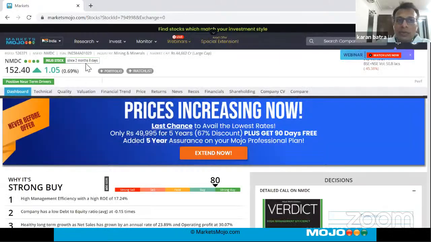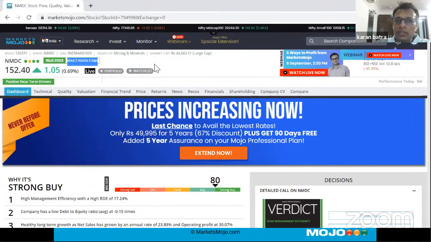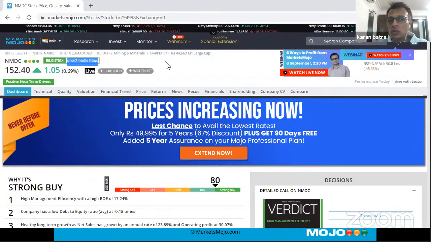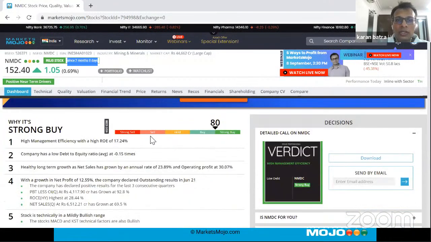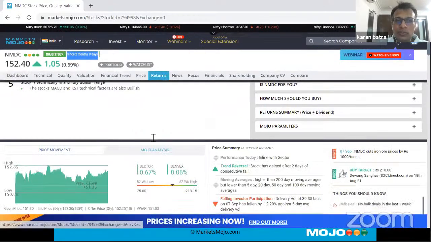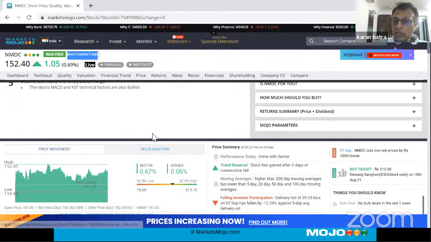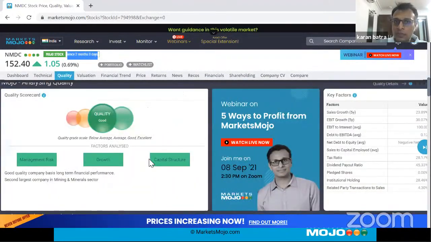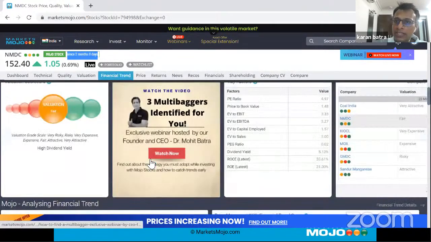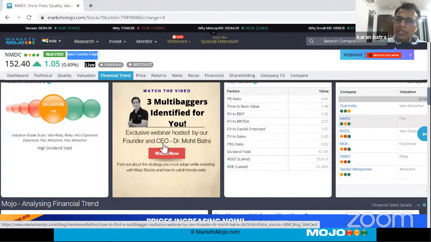So NMDC is one of the highest rated stocks. It's a Mojo stock. It has been a Mojo stock for 2 months. Why it's a Mojo stock? The quality of the company is good. It's a green quality company. All factors are positive here. Valuation is fair. So looking at the fundamentals and the price, it's a fairly valued company.